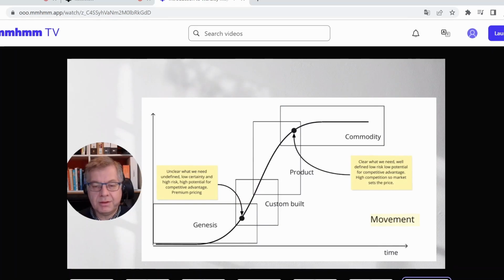And then later on, when penetration is higher, demand starts to flatten off and competition increases. This is also the stage where it's very clear what is needed. So in the commodity phase, diminishing returns on the current technology or offering, and the demand flattens out. It becomes a commodity supplied as a utility, for example, electricity or cloud storage or things like that.